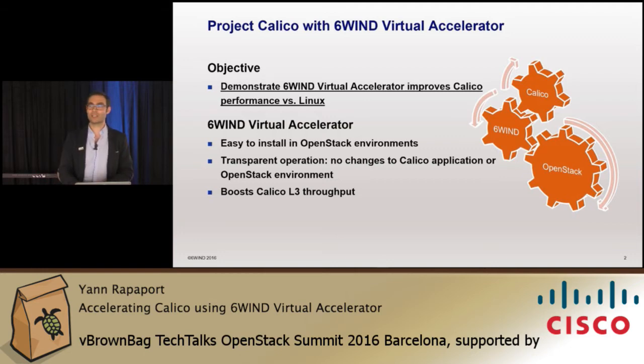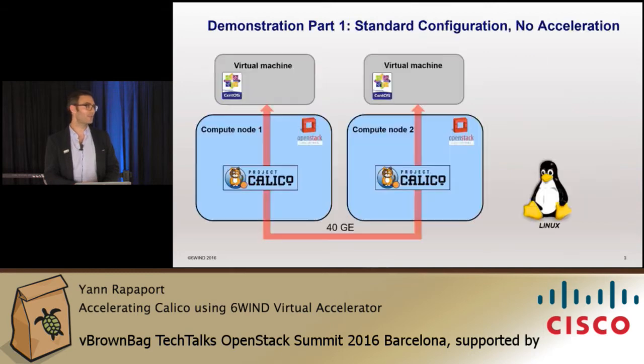In the demo, we will show how SixWind Virtual Accelerator accelerates the hypervisor performance. It's easy to install in an OpenStack environment. It's transparent to the environment. There is no change required to the OpenStack environment or to the Calico configuration. And we will see, of course, the performance boost brought by Virtual Accelerator.